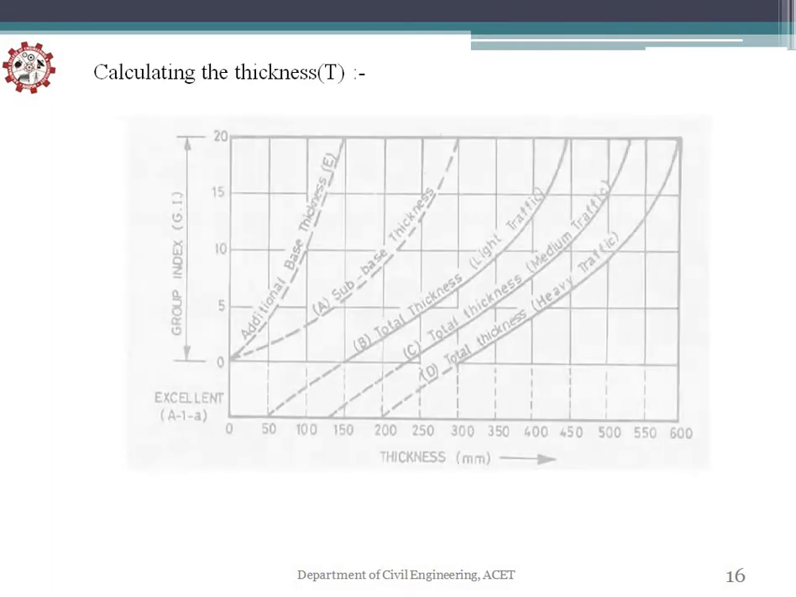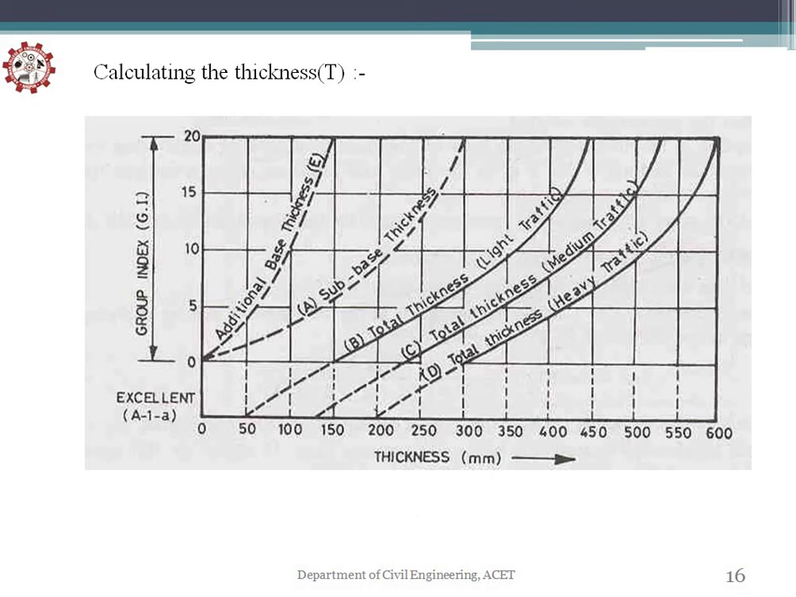So calculating the thickness by graphical method, this is the graph which is given, and by this you can calculate the value. After knowing the group index, you can calculate the thickness with respect to this. So if your GI value is 15, then you can just project here on subbase and project downward, so you will get the thickness for subgrade.